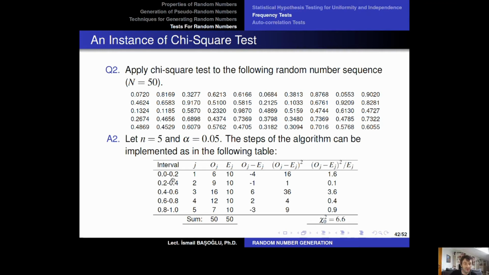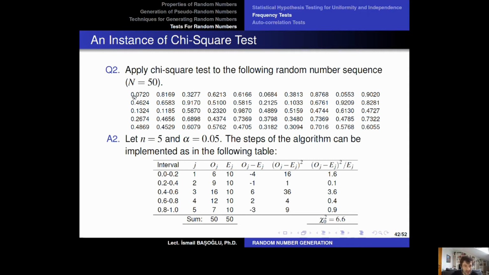So 0 to 1/5, 1/5 to 2/5, 2/5 to 3/5, 3/5 to 4/5, and 4/5 to 5/5. Now, these are my intervals. I am labeling my intervals with index 1, 2, 3, 4, and 5. And basically, I count how many observations I have in the first interval. So it says there are 6 observations between 0.0 and 0.2.